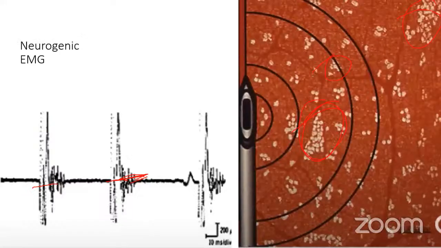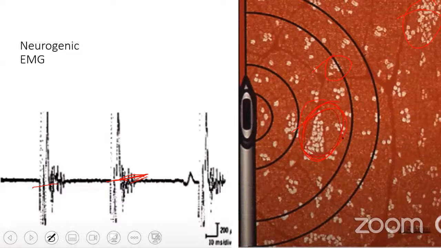So in neurogenic conditions, you can see the grouping of fibers here, which will give rise to giant action potentials. That's why the duration is prolonged, and as well there will be giant action potentials.